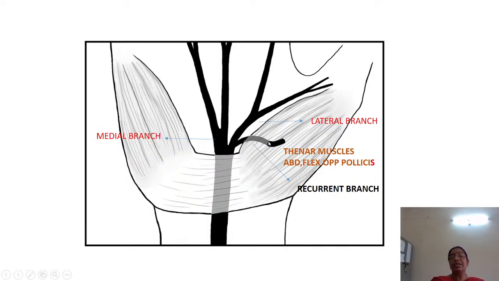After giving the recurrent branch, the median nerve in the palm divides into a lateral branch and a medial branch. Let's see each branch in detail.